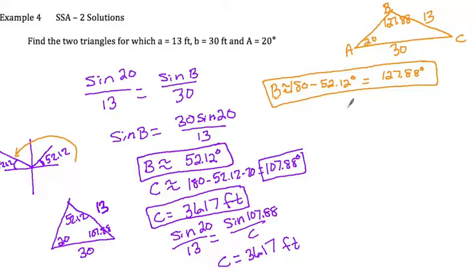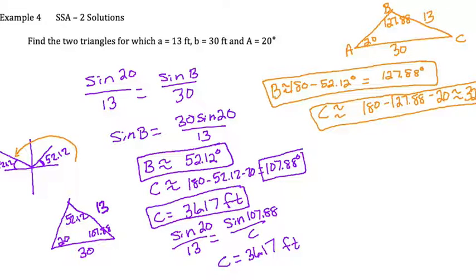If angle B is that, we can easily find angle C. Angle C is going to be 180 minus 127.88 minus your 20. Let me get my calculator. That's going to give you about 32.12 degrees. So there's your second piece of information, and now with the third piece, we can just go right into that.